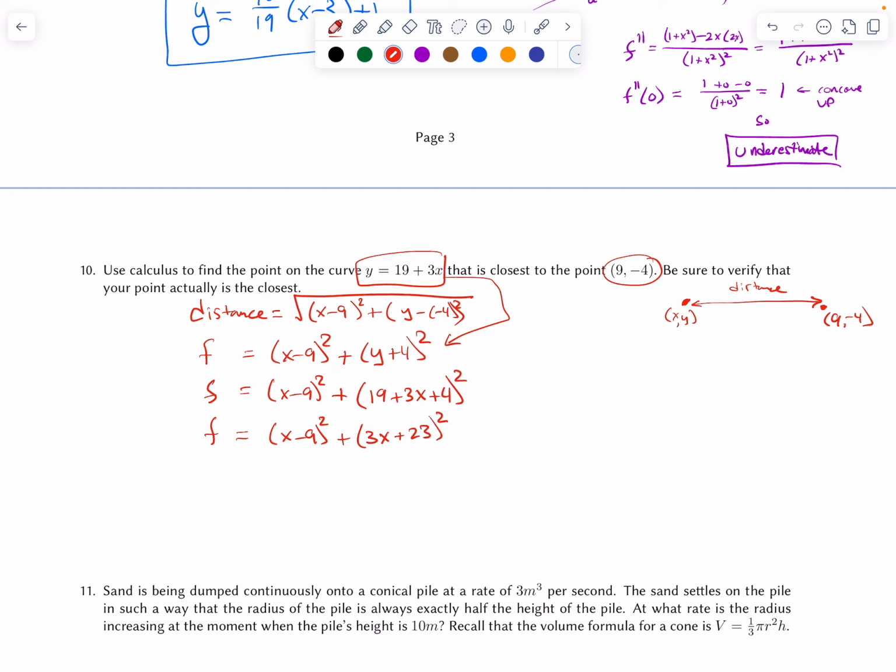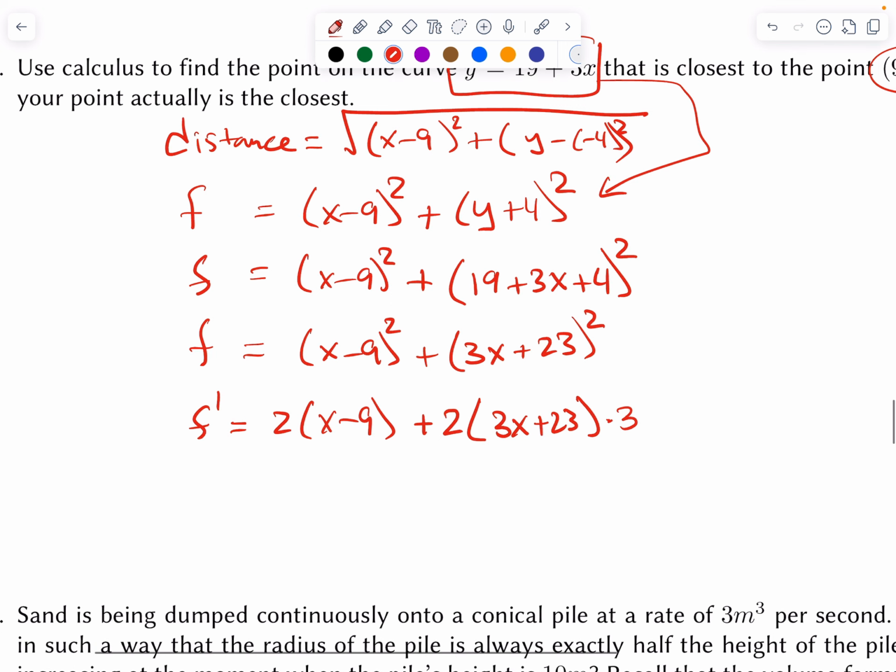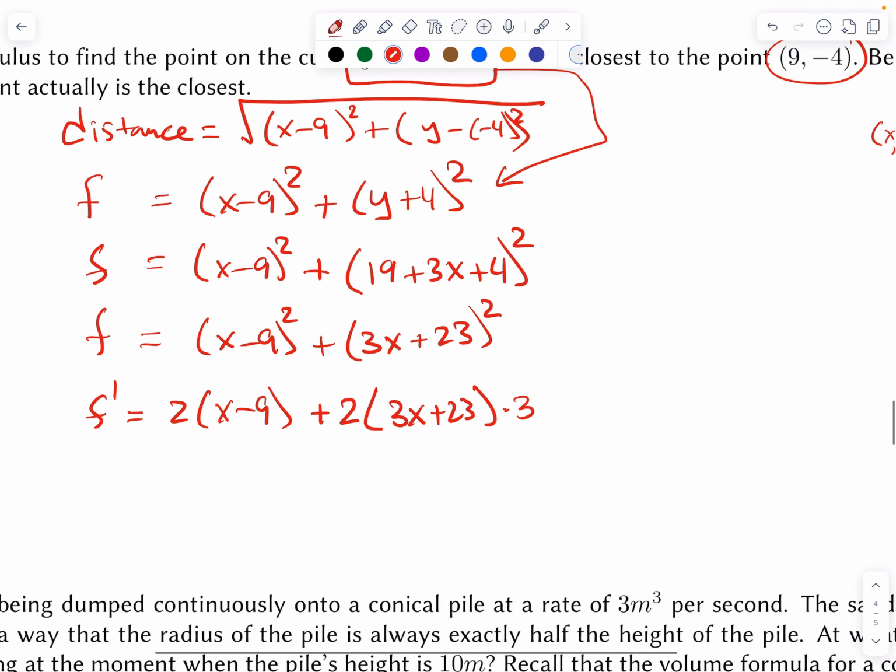Okay, so f prime, using the chain rule, I get 2 times (x minus 9) plus 2 times (3x plus 23) times 3. So the chain rule just says you do the derivative. Hopefully that makes sense. It's also called the power rule. Some people just think of that as a special rule all unto itself when you have a function raised to a power.